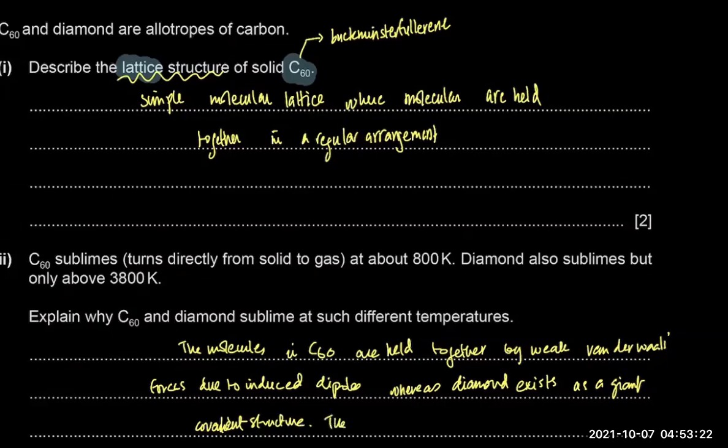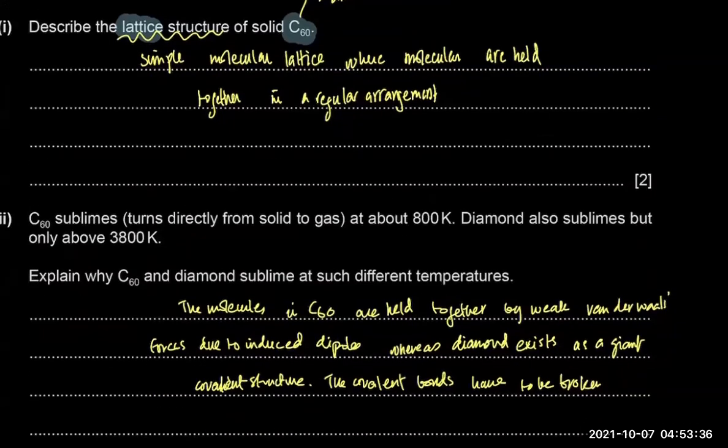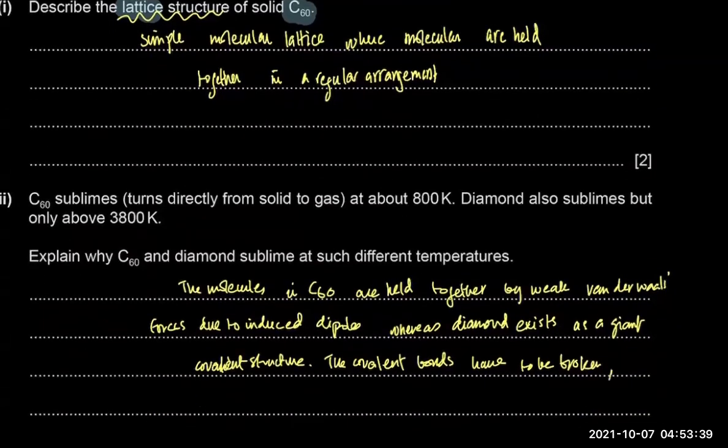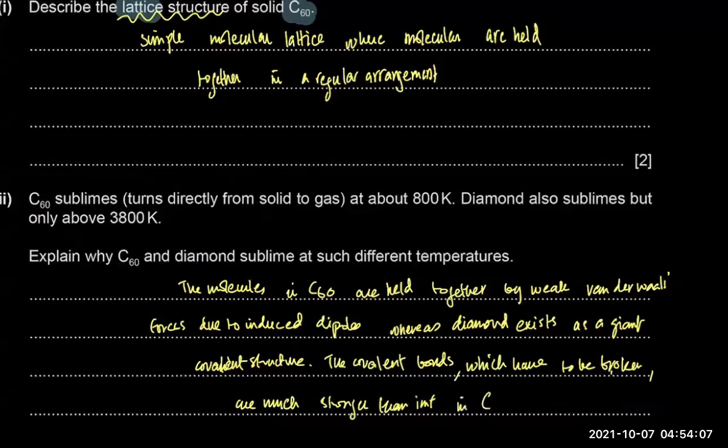These covalent bonds, so the covalent bonds in diamond have to be broken. Which are much stronger than the intermolecular forces in C60. I'll write it like this: these covalent bonds, which have to be broken, are much stronger than the intermolecular forces in C60. Hence, more energy is required.